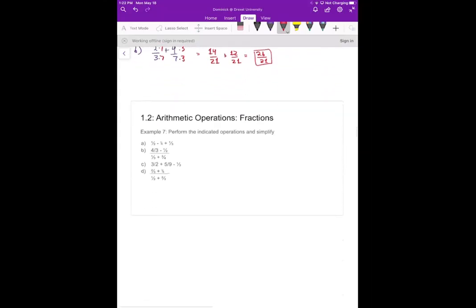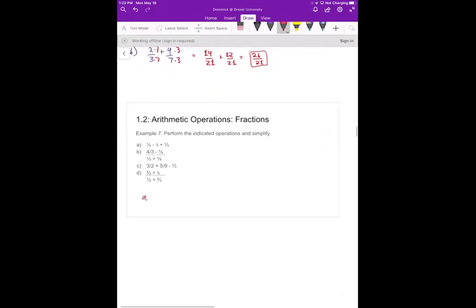All right, now let's look at ones that are a little bit more tricky. Okay, so in this first example, we have 1 over 2 minus 1 over 6 plus 1 over 3. Now here you can actually see pretty quickly that your least common denominator is going to be 6.